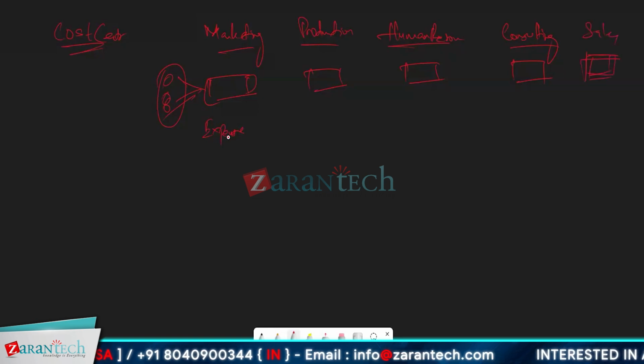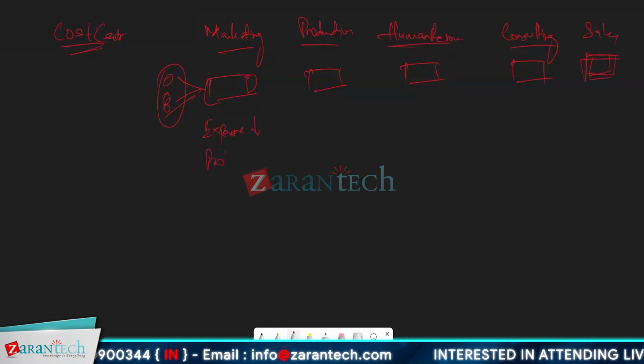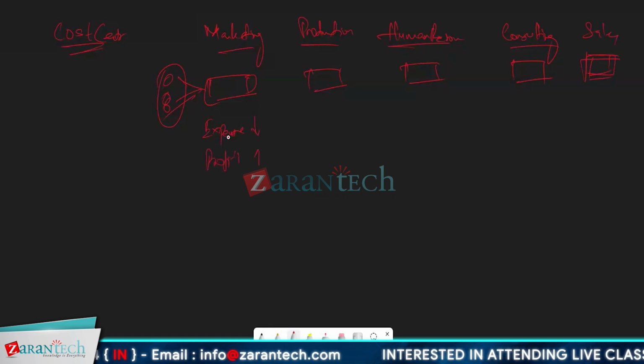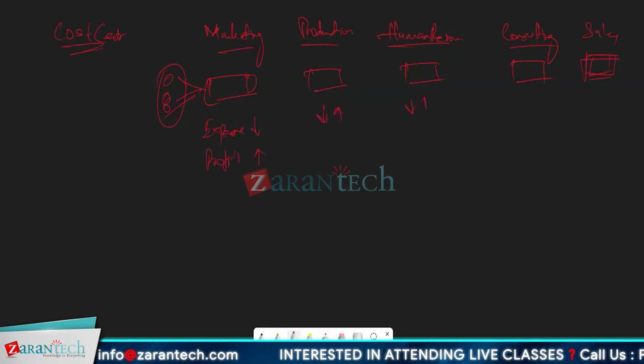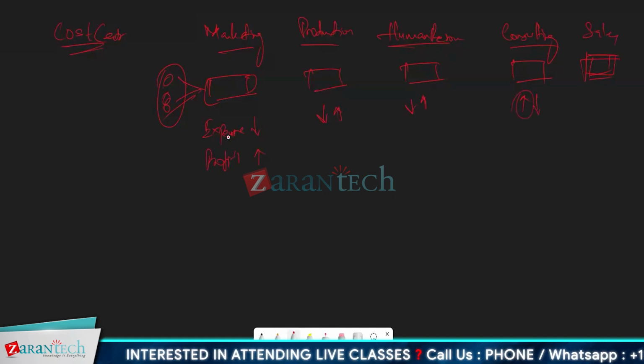Some of these cost centers will have fewer expenses and more profits. Some of the cost centers will have only expenses and no profits. What the company will do is consolidate all of these into one and check overall how much is the expense and overall how much is the profit.